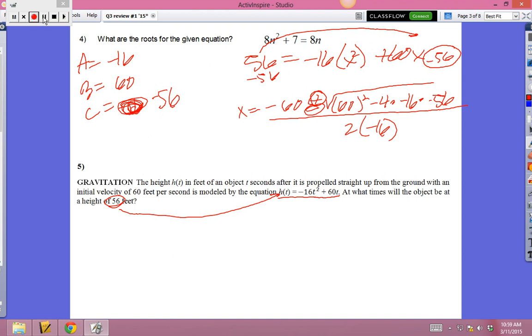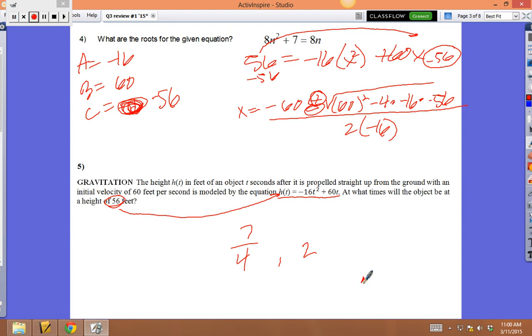So let me pause. Alright, so I plugged it in. I did it once for plus and once for minus. The plus one gave me 7/4. And then when I did it for minus, it gave me 2. So there's going to be 2 times that this object is going to be 56 feet tall.